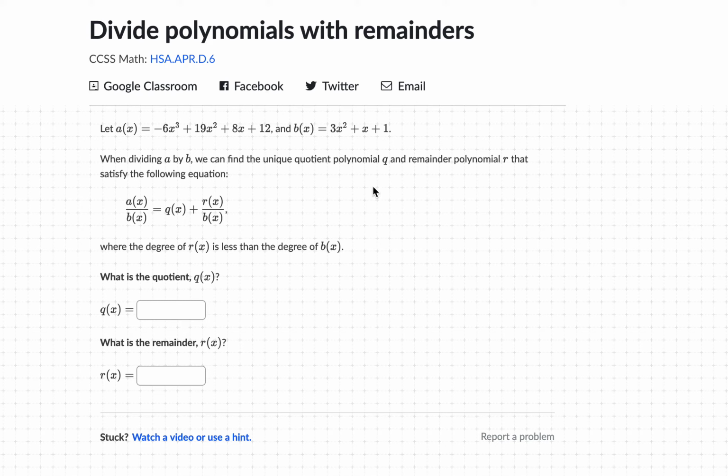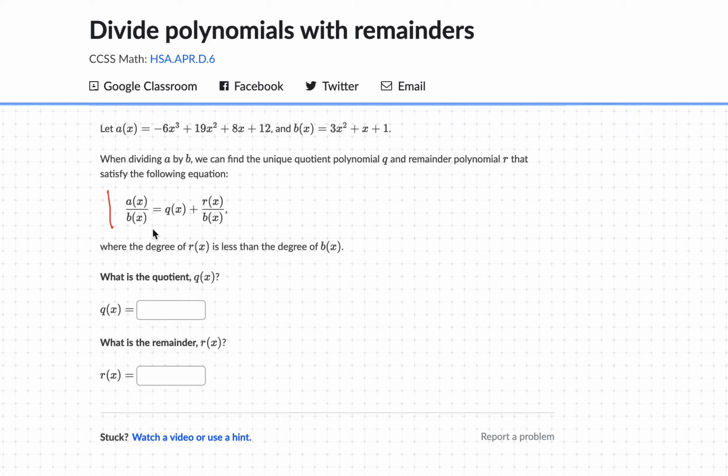Okay, so for this video, let's try to answer some work on our can. So we have here a of x is equal to negative 6x cubed plus 19x squared plus 8x plus 12, and our b of x is equal to 3x squared plus x plus 1. So if we take a look at this, it is our equation below. Okay, so it's asking us to find our q sub x.